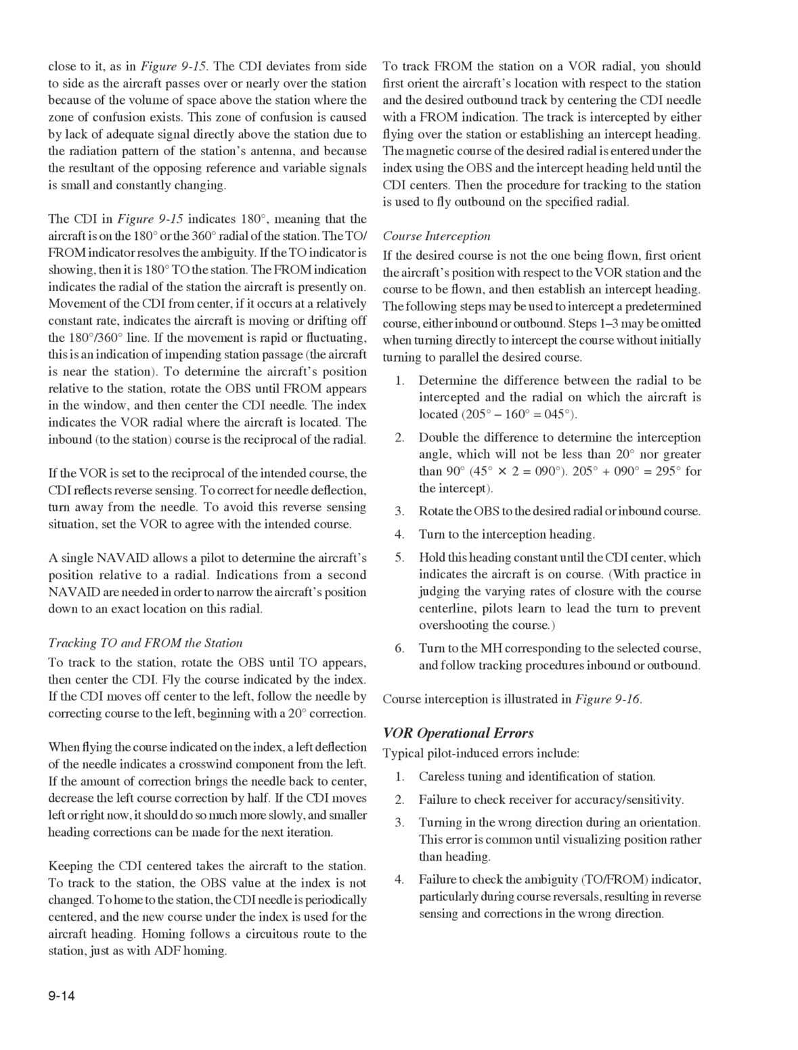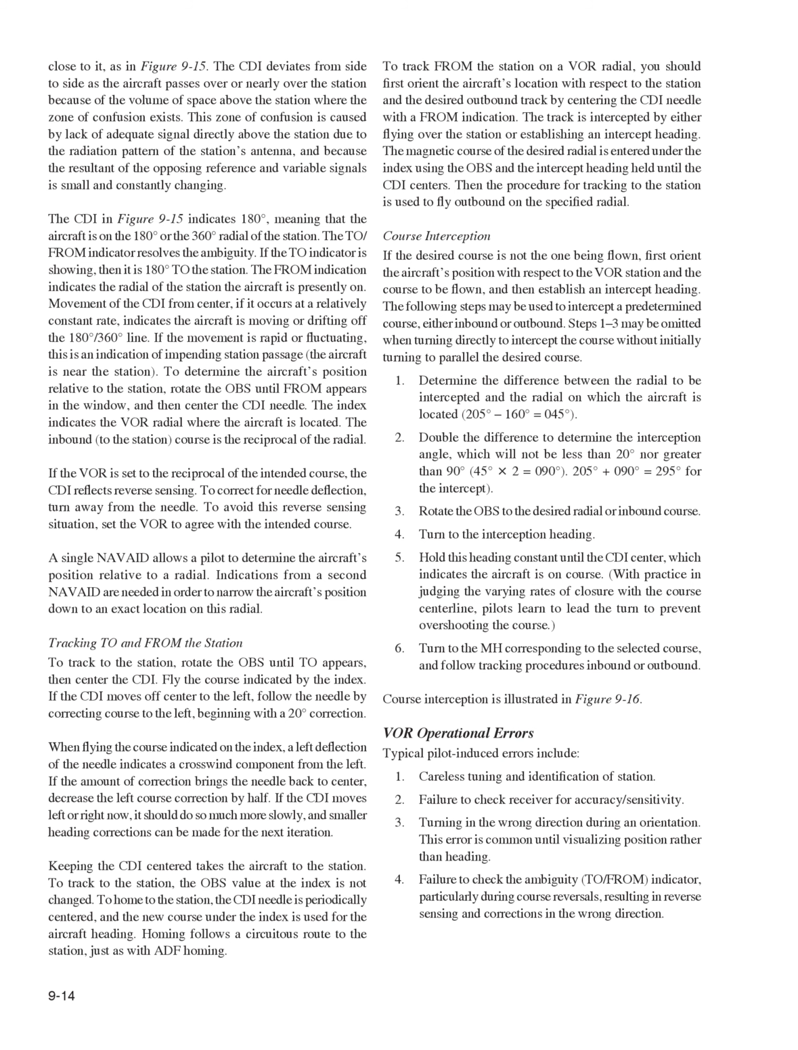The TO/FROM indicator resolves the ambiguity. If the TO indicator is showing, then it is 180 degrees to the station. The FROM indication indicates the radial of the station the aircraft is presently on. Movement of the CDI from center, if it occurs at a relatively constant rate, indicates the aircraft is moving or drifting off the 180 degrees/360 degrees line. If the movement is rapid or fluctuating, this is an indication of impending station passage, the aircraft is near the station.